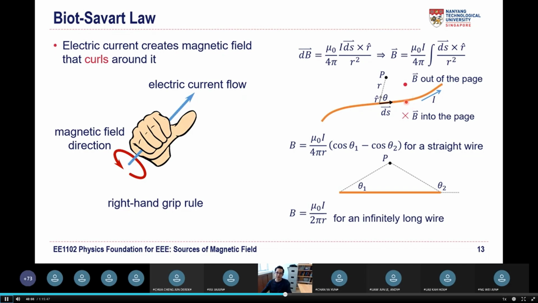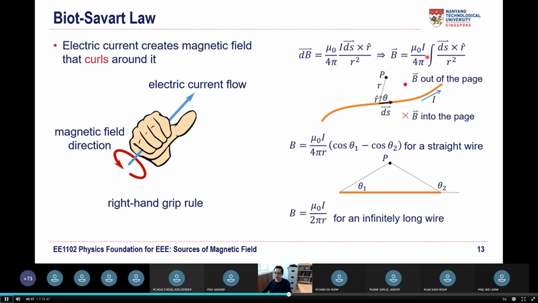Okay. Now, in order to calculate the magnetic field at point P due to the current carrying wire, which extends from here to there, what you have to do is calculate the contributions of every little small piece of the wire at that point, and then add them all up.